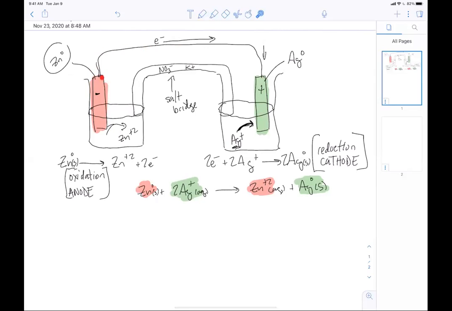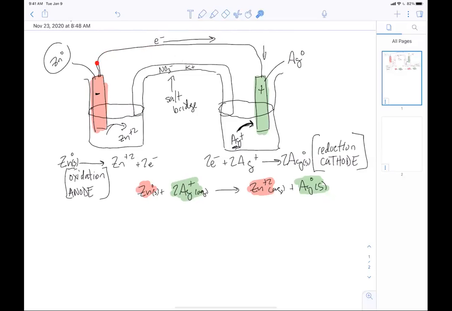You can calculate exactly how much work can be done. As these electrons flow, there's a potential energy difference between the anode and the cathode, and so the electrons are flowing over here. As these electrons lose potential energy, we can harness that energy to do work. And that's how your computer monitor, or your phone if you're working off a battery, stays on.